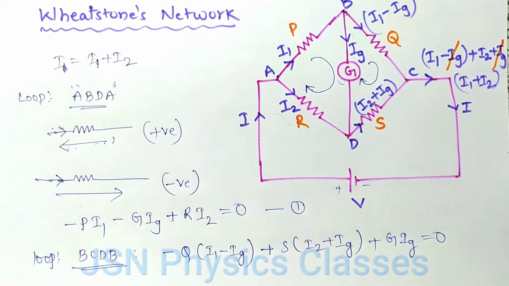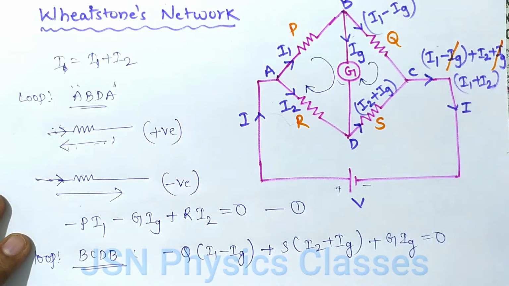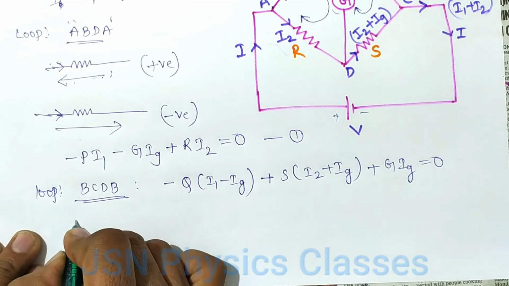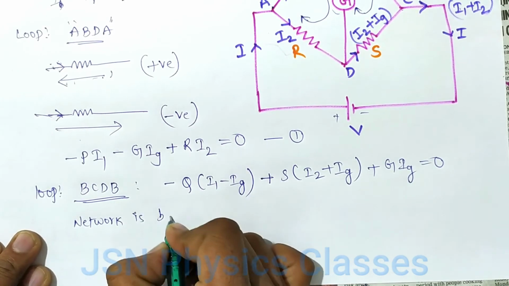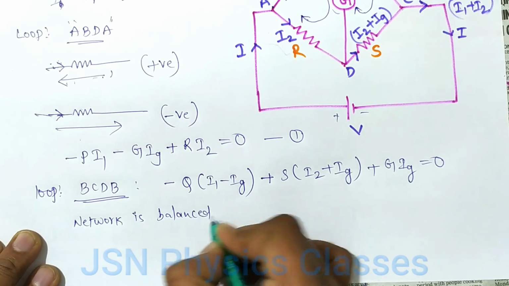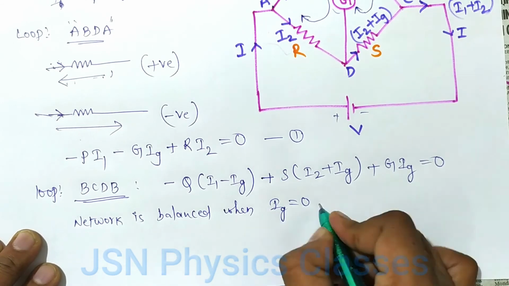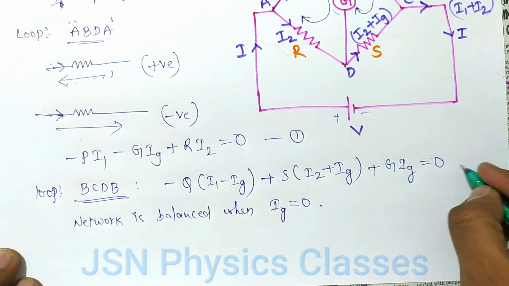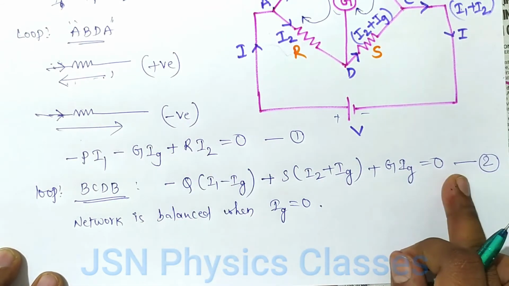So in this case the network is said to be balanced when the current passing through the galvanometer is 0. So this is an important point. So when Ig is equal to 0, let us consider this equation 2. Substitute Ig equal to 0 in equation 1 and equation 2.